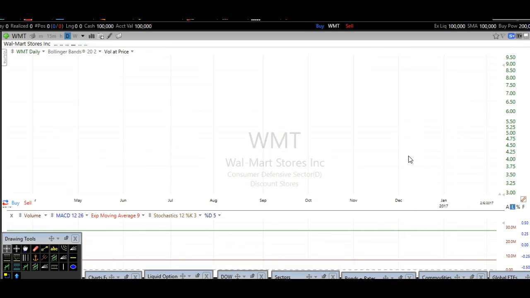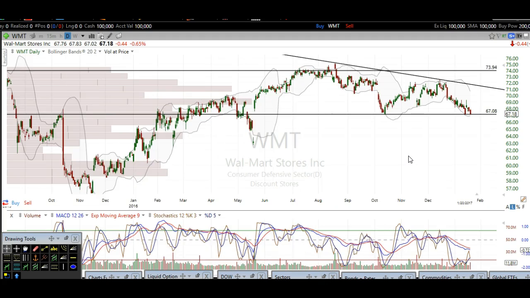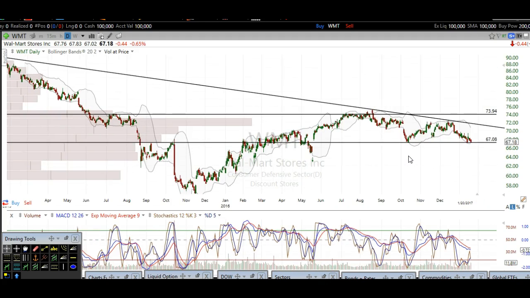The next one we're going to take a look at is Walmart. And Walmart, this is not that clean of a chart here. It tends to kind of break technical patterns here, and that's okay. You don't have to trade it. You can trade a million other stocks in the market here.